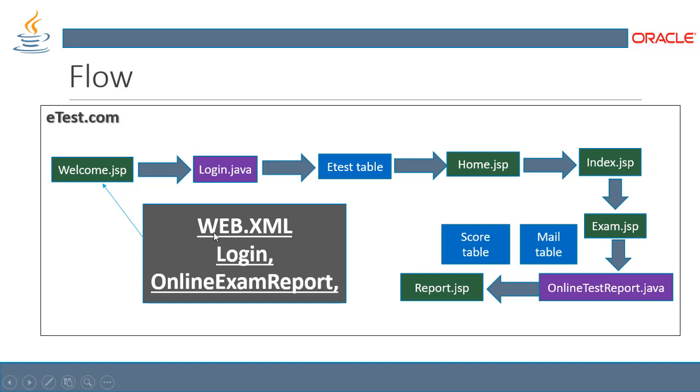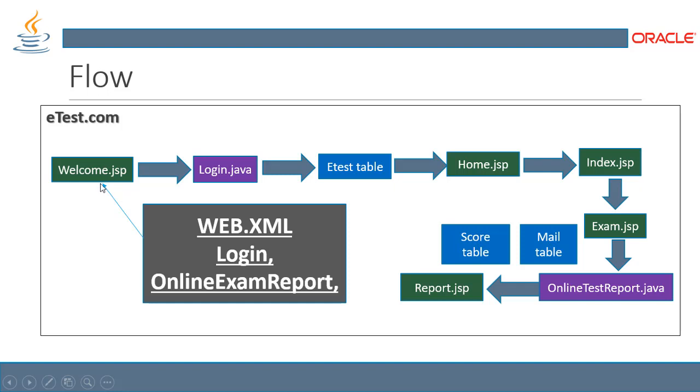Now, once the design is done, let's take a look at the flow of this algorithm, how it's going to be implemented. We have an application called etest.com. This application starts from the web.xml, which is the deployment descriptor of this application, which contains these servlets and some properties, names, and links. The pointer starts from web.xml. It contains your welcome file list, and from there it will start from Welcome.jsp.